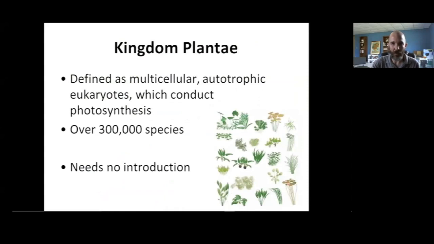So the plant kingdom is defined by multicellular autotrophic eukaryotes, which conduct photosynthesis. Big words. Basically, autotrophic is being able to make their own food.